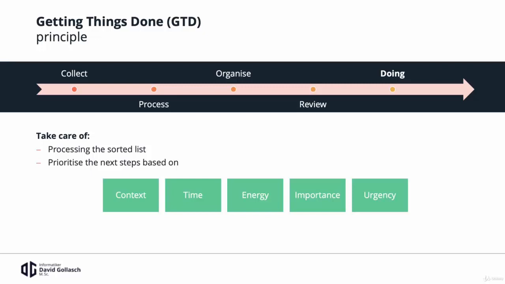And that could be, for example, based on a specific context that you labeled onto those actions, onto the tasks, so that you say, okay, I'm now in the office, so I will filter my action list based on the context label office, and then I only see those tasks relevant for this specific context. Everything else will be done in another context.